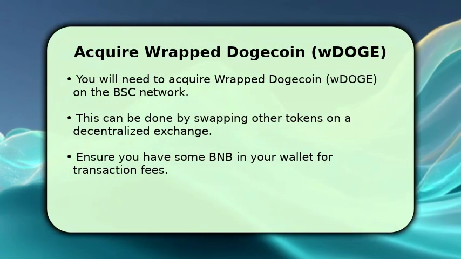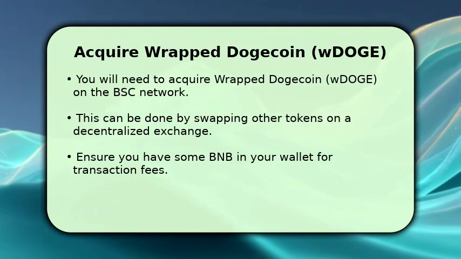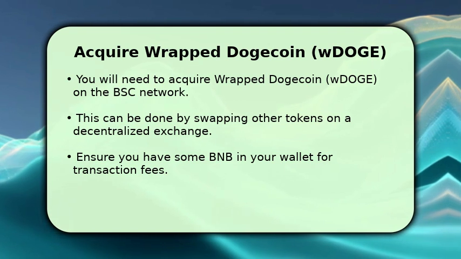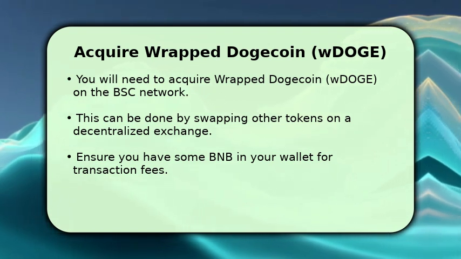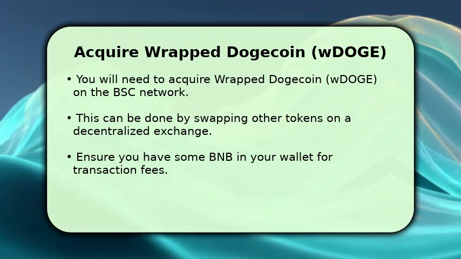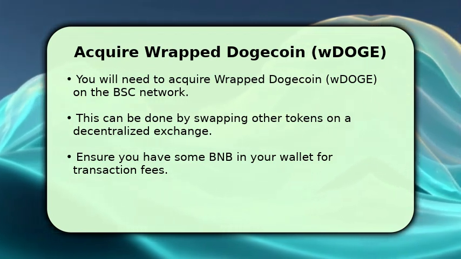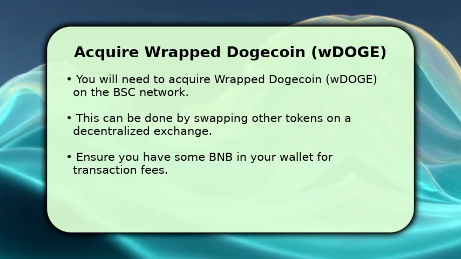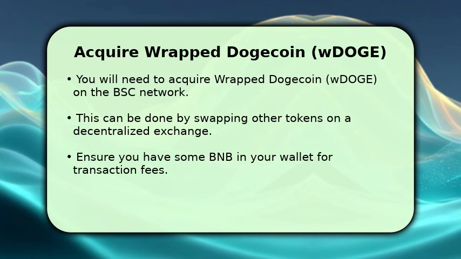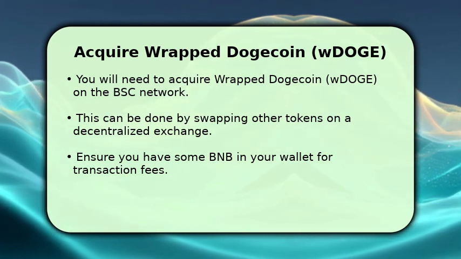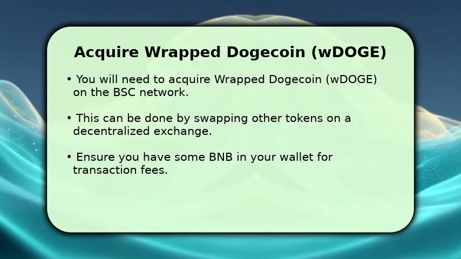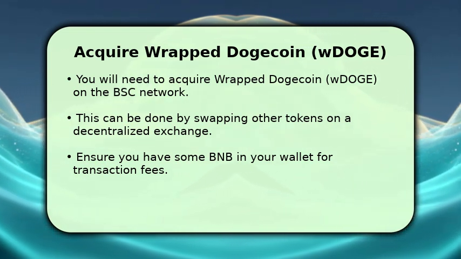Now that you're on the Binance Smart Chain network, you'll need to acquire Wrapped Dogecoin, or WDoge. This is the version of Dogecoin compatible with MetaMask on BSC. You can typically get WDoge by swapping other tokens, like BNB or BUSD, on a decentralized exchange such as PancakeSwap. Remember to have a small amount of BNB in your wallet to cover transaction fees. Another option is to bridge your native Dogecoin from its original blockchain to the Binance Smart Chain.